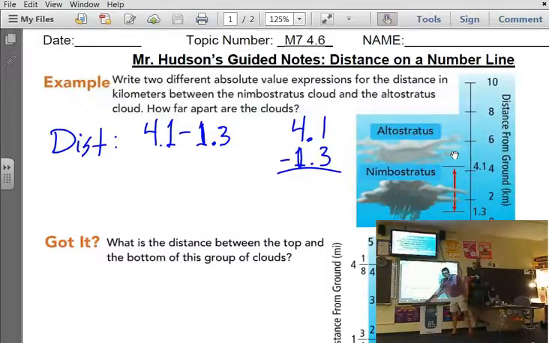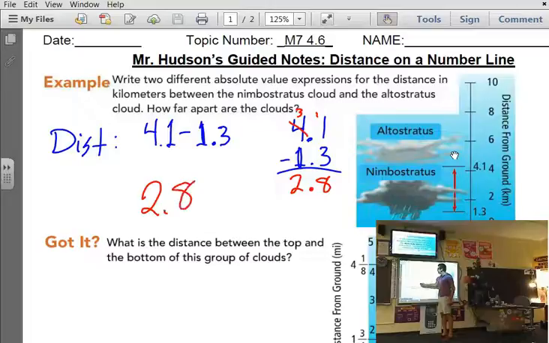Be careful with your subtractions. Some of us still forget that we have to borrow. I cannot take 3 from 1, so I borrow. 11 minus 3. 3 minus 1. So we see that the distance between the base of these clouds is 2.8.